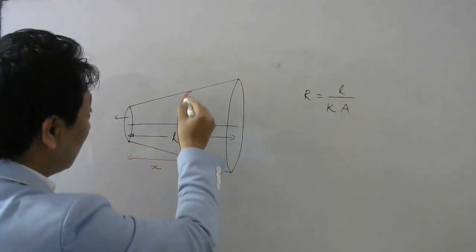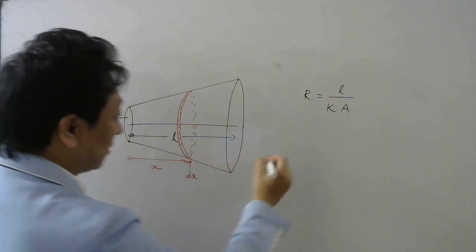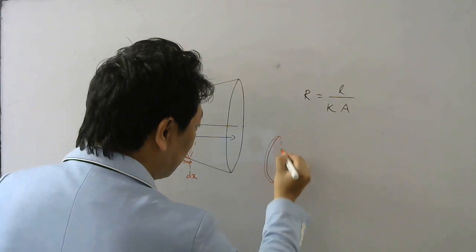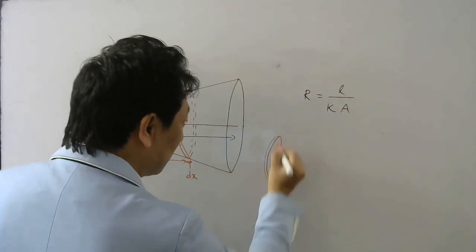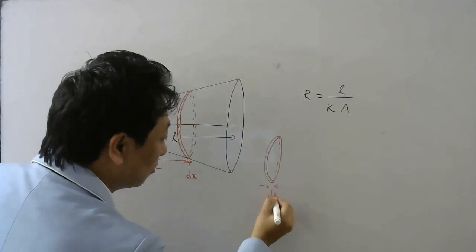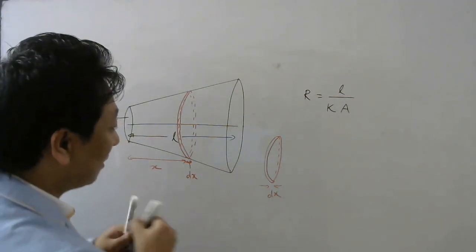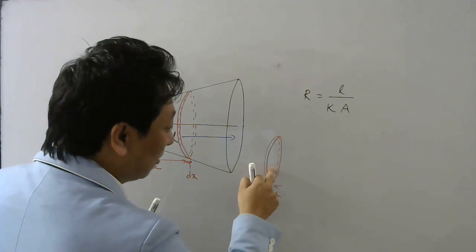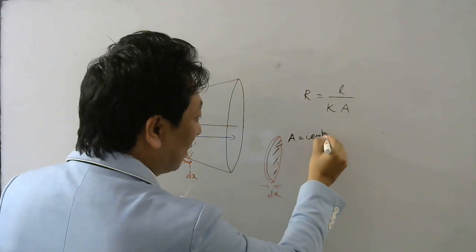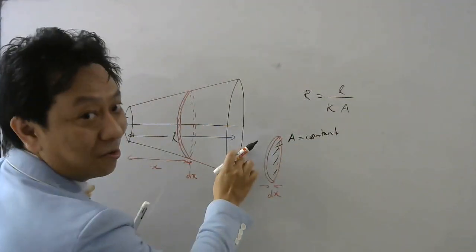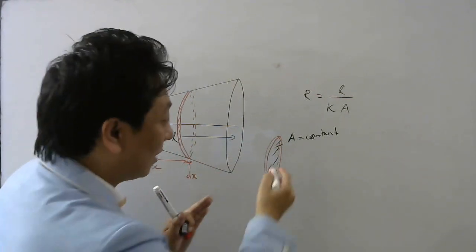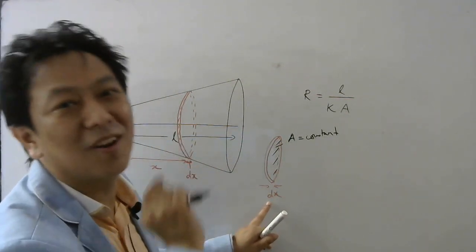Okay, so now let me represent this small disc separately here. So this is your small disc which I am showing separately. Now you can see this dx is so small that when I go from here to here, I can assume this area is constant. Obviously, when I go from here to here the area changes, but across the thickness dx I can assume the area is constant because dx is very small, right?